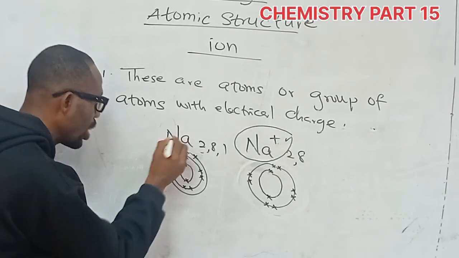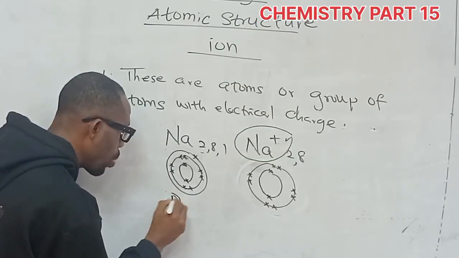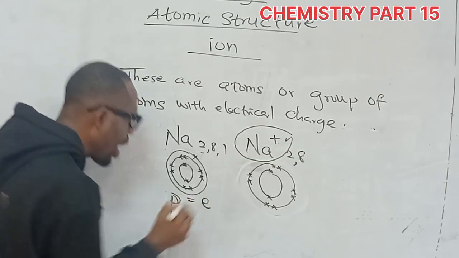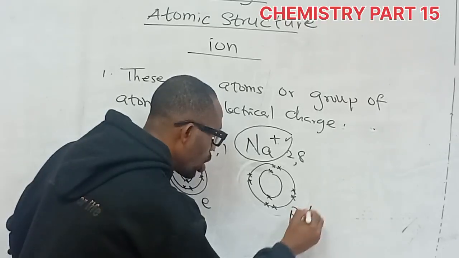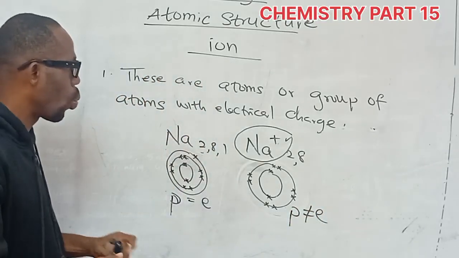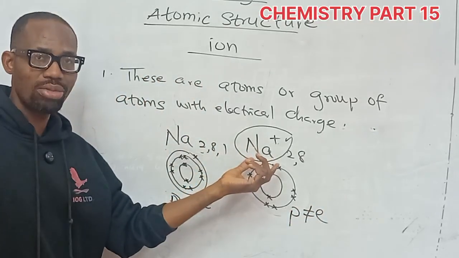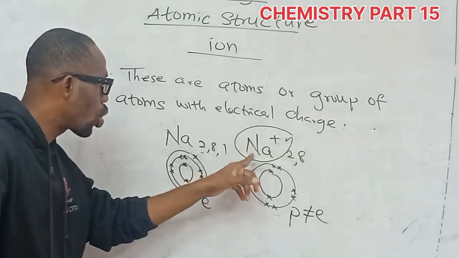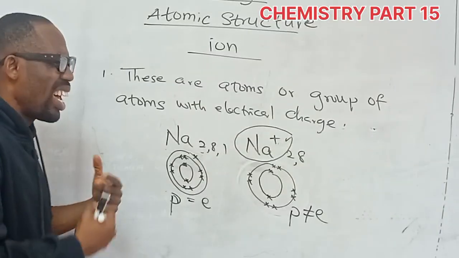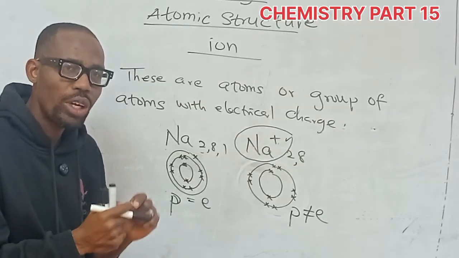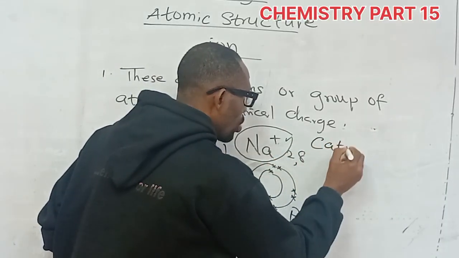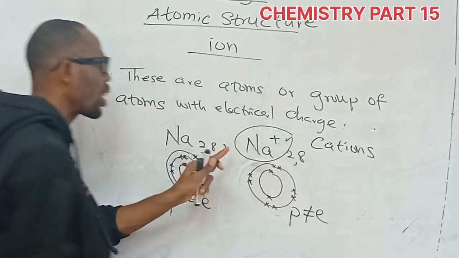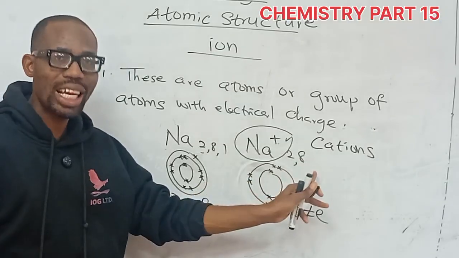So in this case, for sodium, P will be equal to what? Electron. But in this case, P is not equal to electron. So what will this atom be now? Are you seeing it now? This takes us to ions that are positively charged, called what? Cations. Ions that are positively charged are called cations.